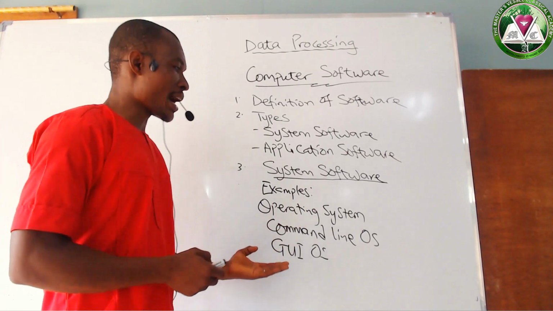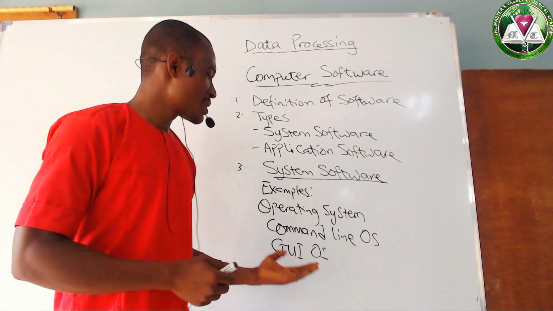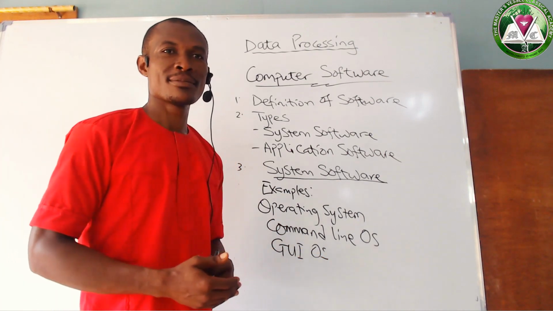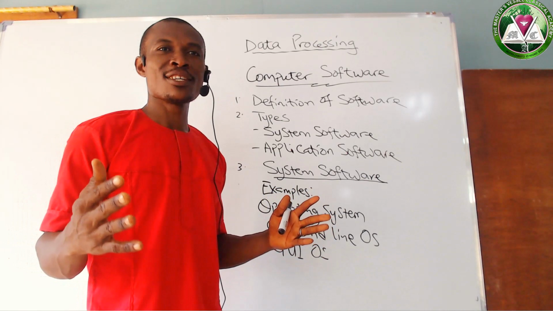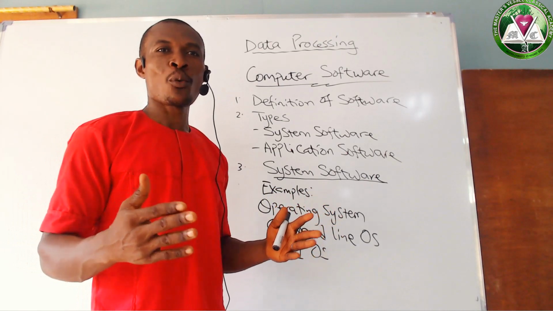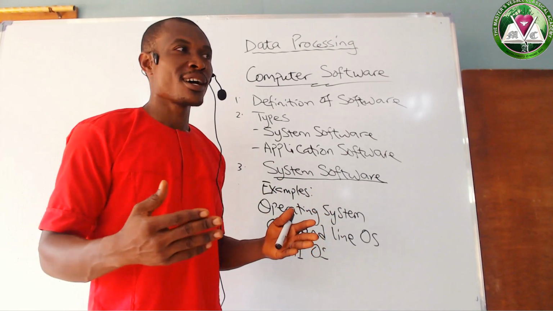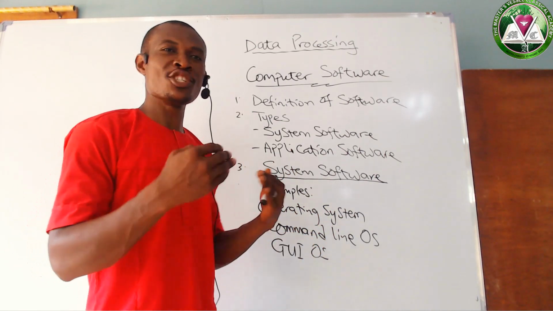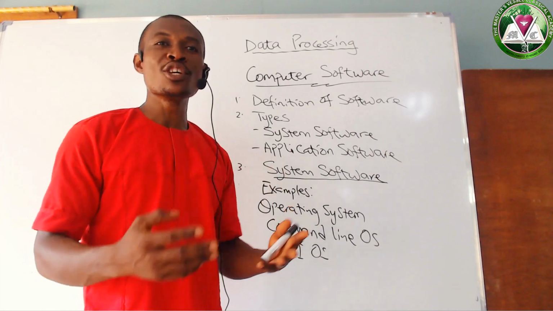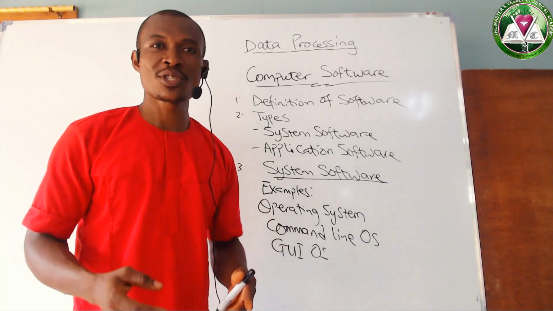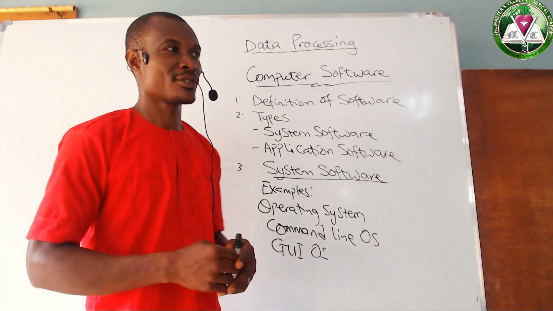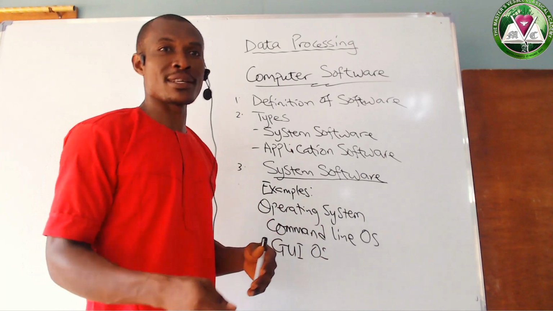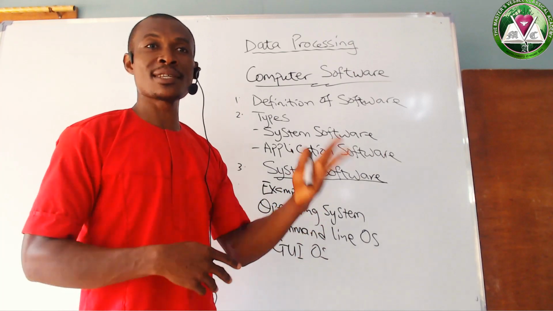Unlike the GUI, which stands for Graphical User Interface, is a type of operating system that gives the user the opportunity to work with the mouse and also with icons. The GUI operating system enables the user to control the computer using mouse and icons. You know the mouse. The mouse is an input device. It's a handheld input device that is used for pointing, selecting, and all that.